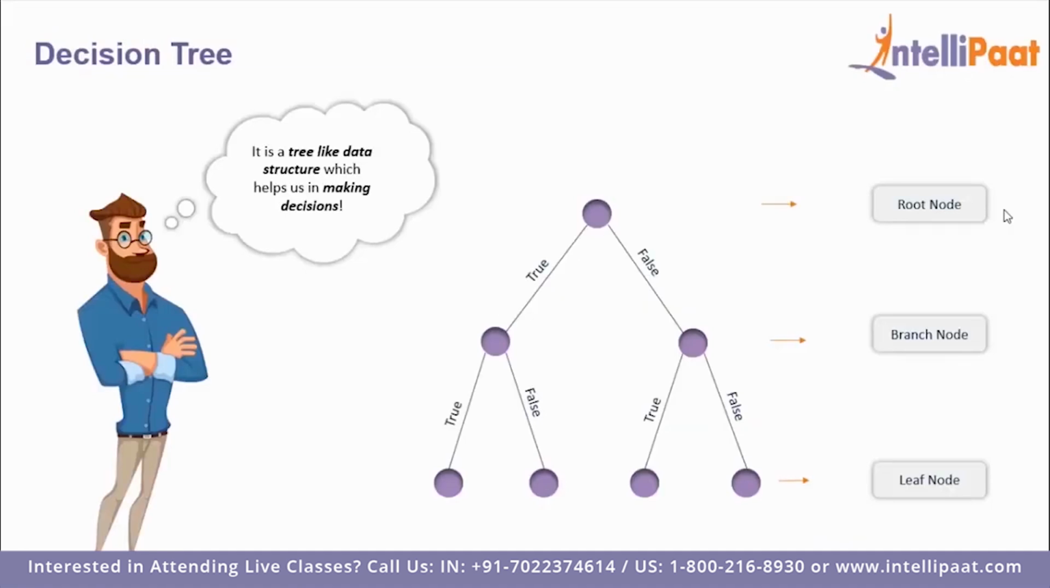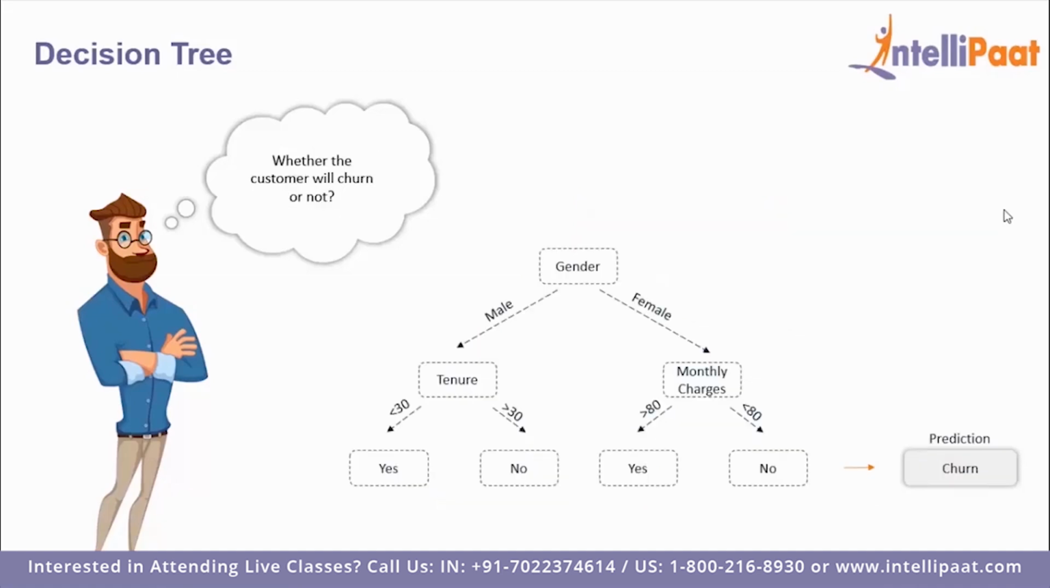So a decision tree is basically a technique or a data structure which we build that helps us in making decisions. Here all the internal nodes represent a test condition on an attribute, and all the leaf nodes are the categories into which the data is divided. So let's take an example to understand this better.